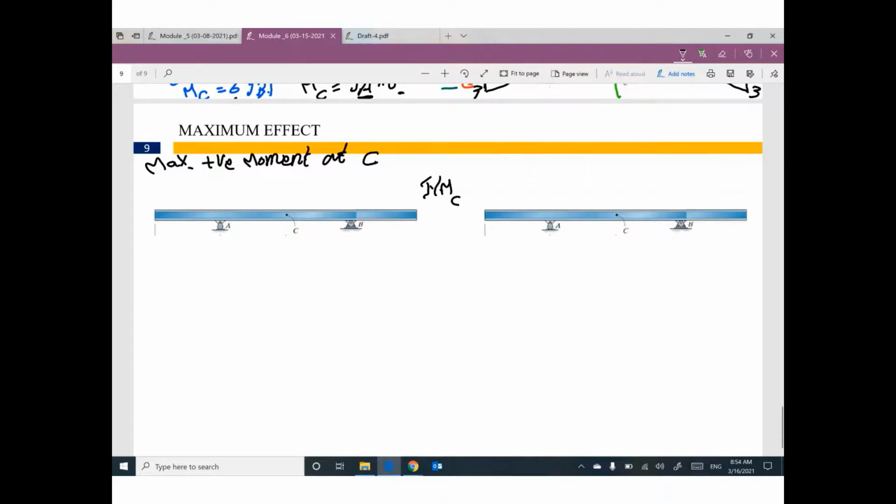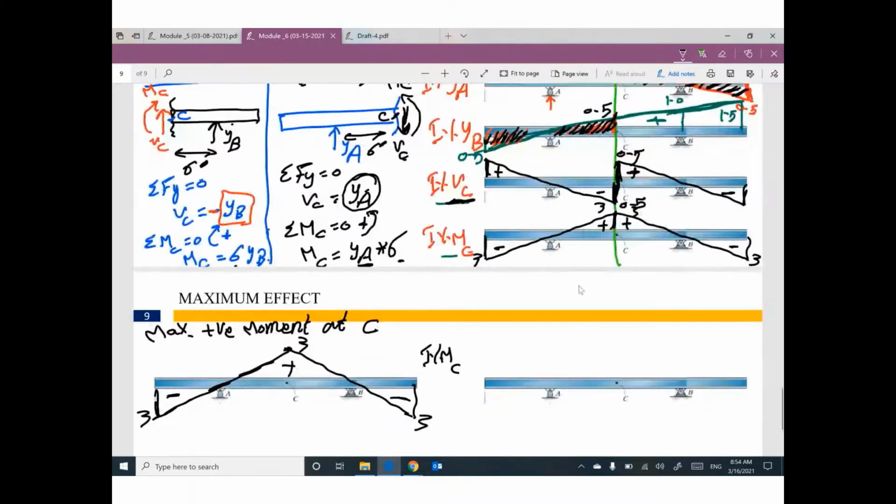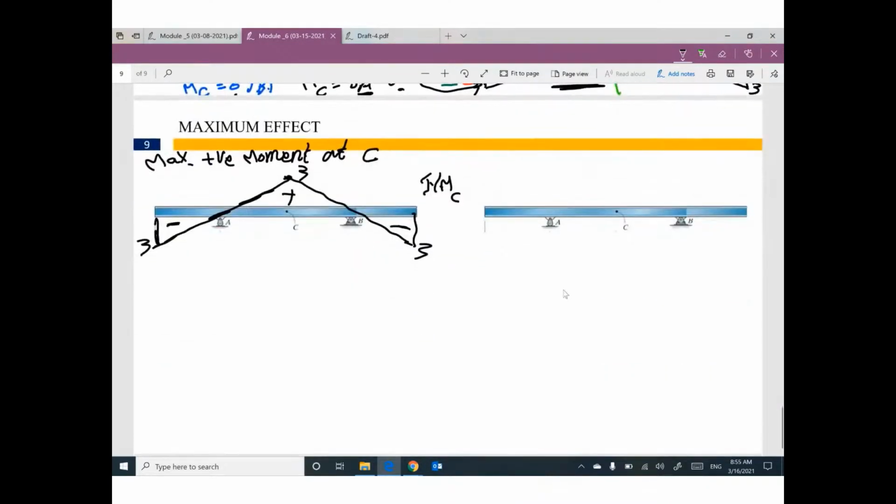For moment at C, the influence line was something like this: negative, positive, negative, 3, 3, 3. Can you remember? Here you go, this one is the influence line for moment at C. Okay, we have dead load and we have live load. Can you tell me where I can put the dead load and where I can put the live load to get the maximum positive effect?